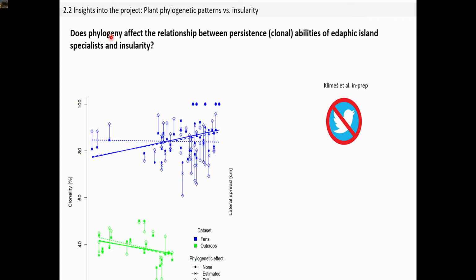And then we wanted to inspect, for two traits associated with abilities and therefore persistence, whether phylogeny is affecting the relationship between the percentage of clonal species at site level, and lateral spreading, which I will present after this. And as you can see, the outcrops are pretty much not affected by phylogeny, and this is again, I think, well corroborated also by the phylogenetic tree.